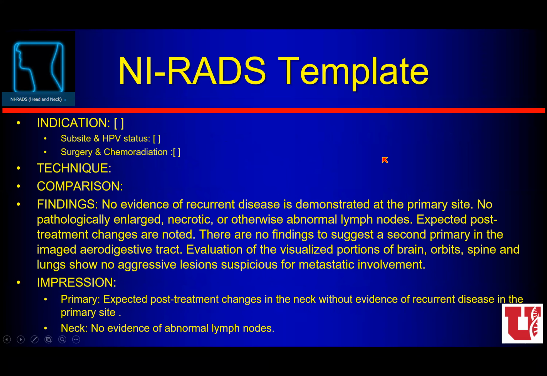So an example of a template for NI-RADS might be here. Whatever the indication is, do I know the HPV status of the patient? Have they already had surgery, chemo, radiation, all three, none of the above? The technique and the comparison, generic discussion of findings. So again, in the impression, we're going to talk about the primary and we're going to talk about the neck. So we're going to try to give a NI-RADS category 1 for the primary and a NI-RADS category 1, 2, 3, 4 for the lymph nodes, both.